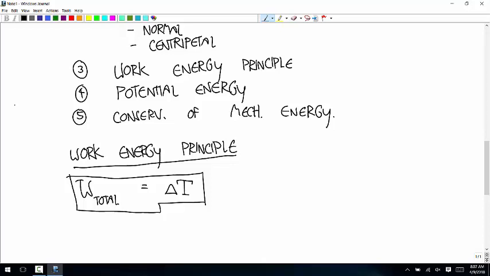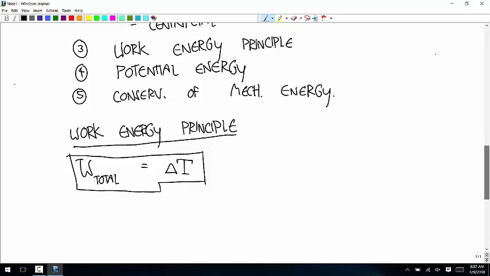None of the things that we're dealing with have changing masses. And so if you have positive work, the speed is increasing. If you have negative work, the speed is decreasing.